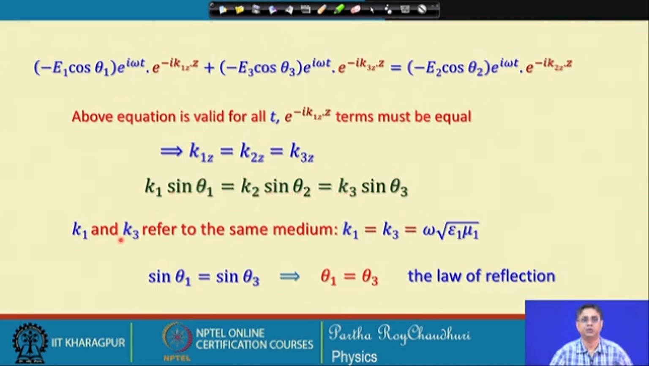So, k_1 and k_3 refer to the same medium, and we have seen that k_1 equals k_3. Therefore, this is equal to omega times the square root of epsilon_1 mu_1. So from here we immediately conclude that k_1 sin theta_1 is equal to k_1 sin theta_3. That tells you that sin theta_1 must be equal to sin theta_3, so theta_1 must be equal to theta_3. This is nothing but our old law of reflection, that the angle of incidence must be equal to the angle of reflection.